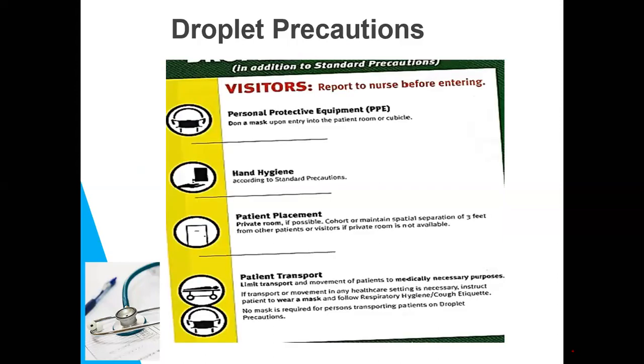The droplets precautions or extra precautions يعني adding to the standard precautions, visitors should be reported. Personal protective equipment should be done, a mask upon entry into the patient room. Hand hygiene like standard precautions. Patient placement if possible, cohort or maintain a spatial separation of 3 feet from other patients.